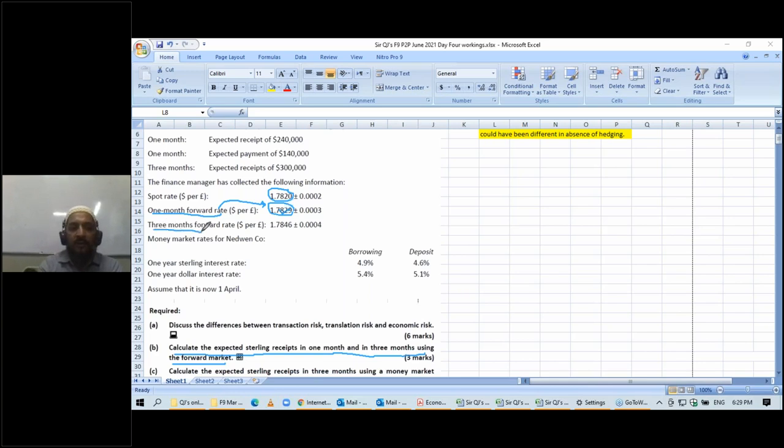Then 3 months forward rate. So you have an option to fix a rate 3 months ahead as well. Now, how is the rate given? So the rate has been given as 1.7820 plus minus, which means the foreign exchange dealer is doing a business and he wants to earn profits. So he will be buying the currency at a lower rate from you and he will sell to other customers at a higher rate. And the difference between the lower and the higher rate is his profits.